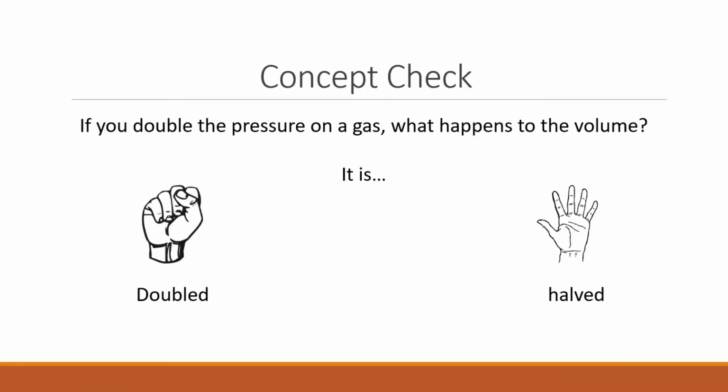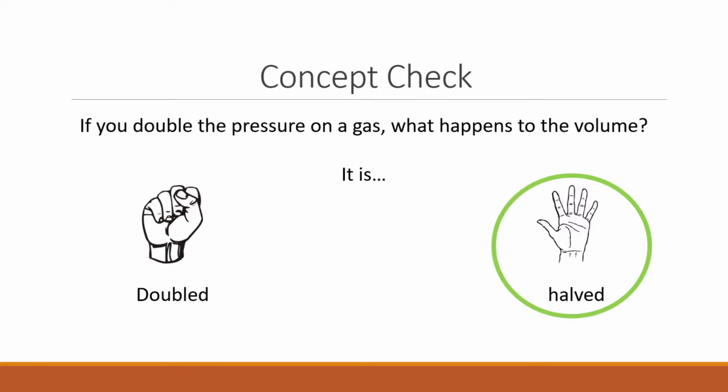What if I asked you a less mathematical question and a more conceptual one? If I double the pressure on a gas, what happens to the volume? Pressure and volume are inversely related. If one goes up, the other goes down. If one gets doubled, the other gets cut in half. So pressure and volume inversely related. When one goes up, the other goes down.